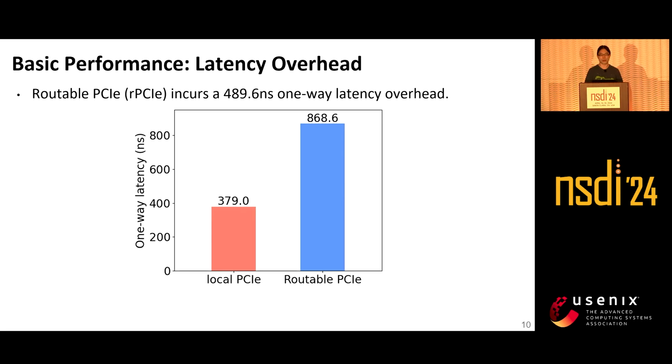First, let's look at the one-way latency of Routable PCIe. The one-way latency is the one-way PCIe transfer from the host root complex to a local or Routable PCIe endpoint. We launch MMIO from the host root complex to the endpoint. The y-axis is the one-way latency we measured. From this figure, we can see the Routable PCIe incurs a 489.6 nanosecond one-way latency overhead.